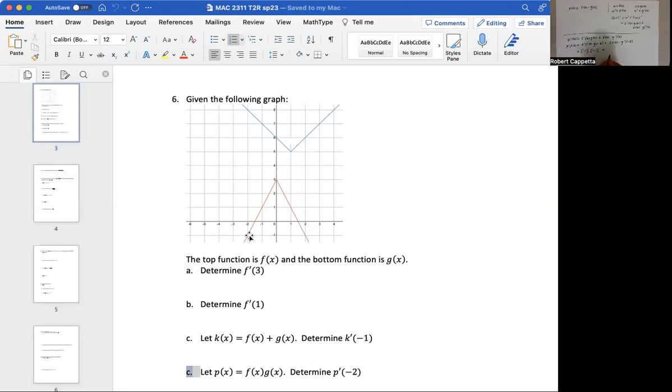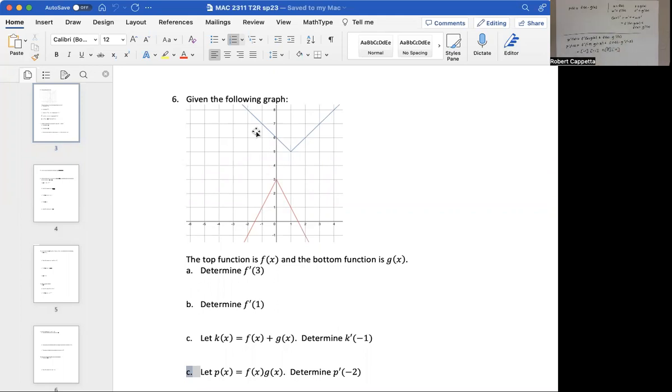Plus, what is F of negative 2? F of negative 2 is up here. What is that? 1, 2, 3, 4, 5, 6, 7, 8. Is that what that is? I think so. F of negative 2 is 8. And what is G prime of negative 2? What is the slope here at negative 2? Rise 2, run 1. I guess that's 2.